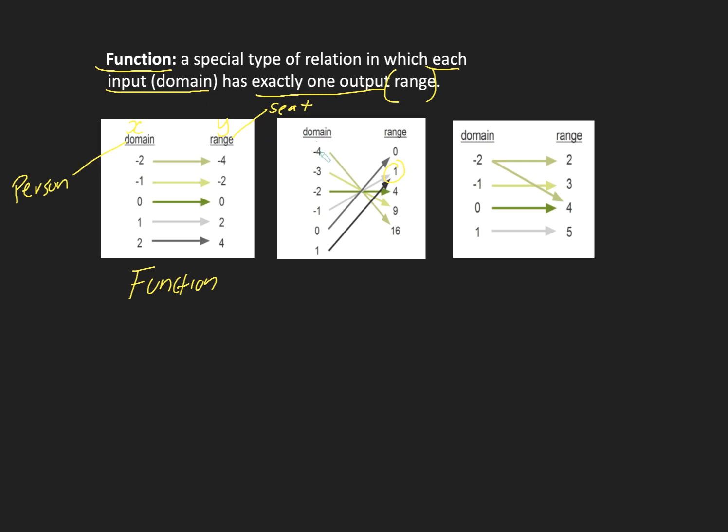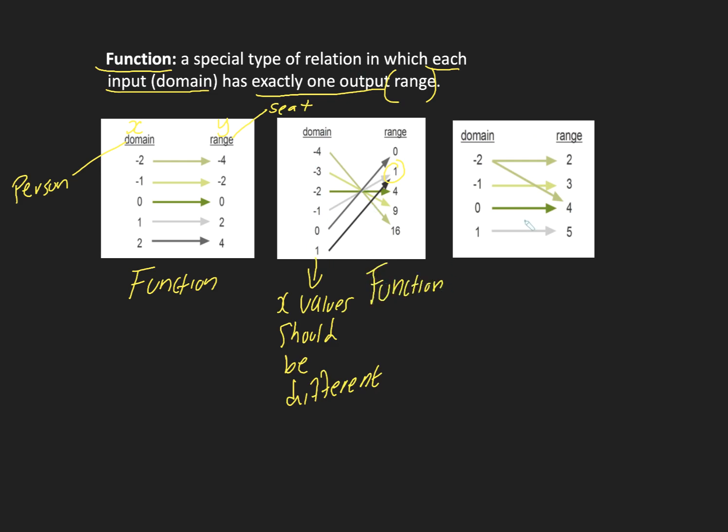Always remember that with the domain, you should have exactly one arrow leaving your domain, okay? Your domain cannot be used twice. And another way I think about it, all of the numbers should be unique. So this is a function.